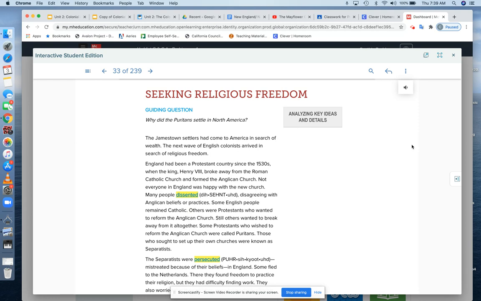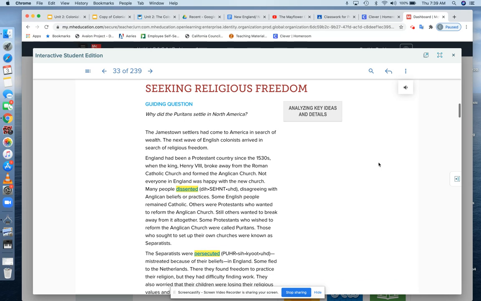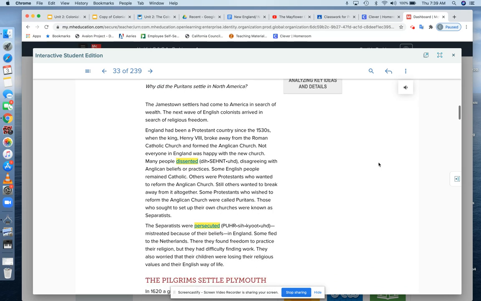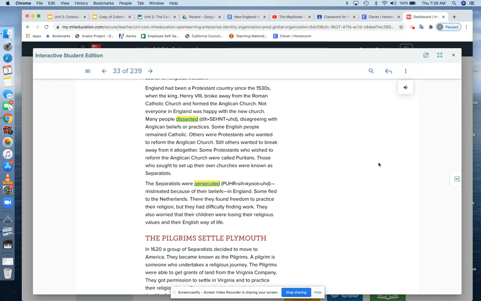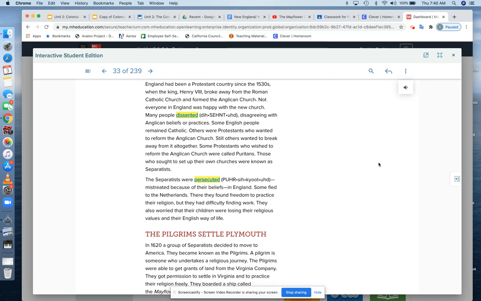Seeking religious freedom. The Jamestown settlers had come to America in search of wealth, or gold. The next wave of English colonists arrived in search of religious freedom. England had been a Protestant country since the 1530s, when the King, Henry VIII, broke away from the Roman Catholic Church and formed the Anglican Church, or the Church of England. Not everyone in England was happy with the new church. Many people dissented or disagreed with Anglican beliefs or practices. Some people remained Catholic. Others were Protestants who wanted to reform the Anglican Church. Still others wanted to break away from it altogether.